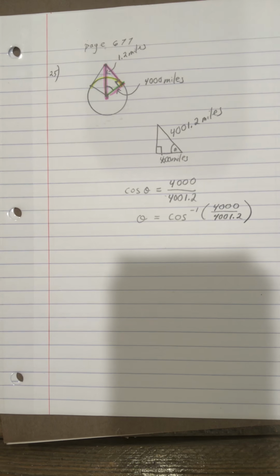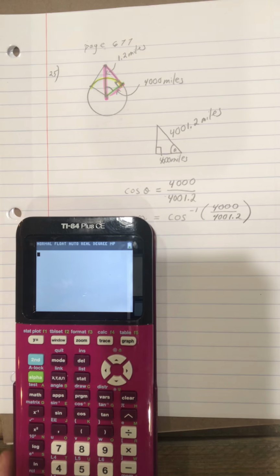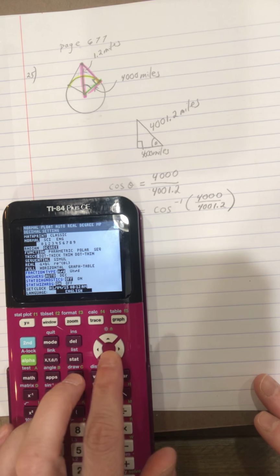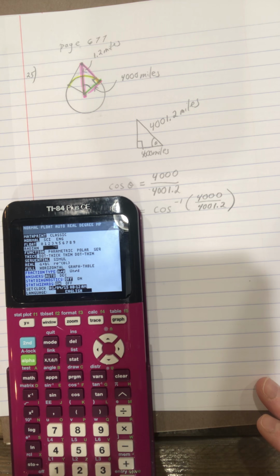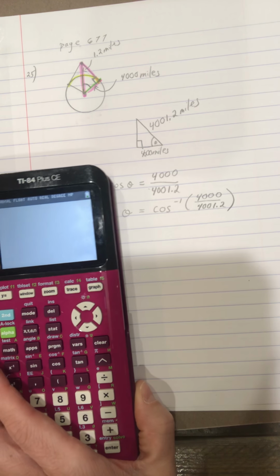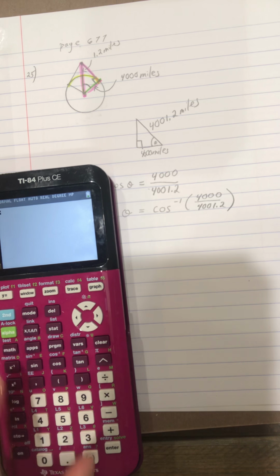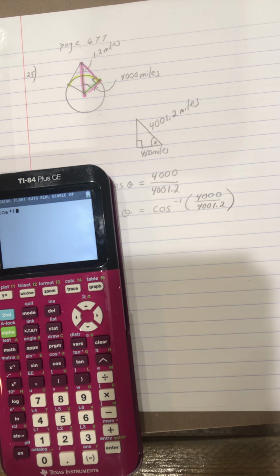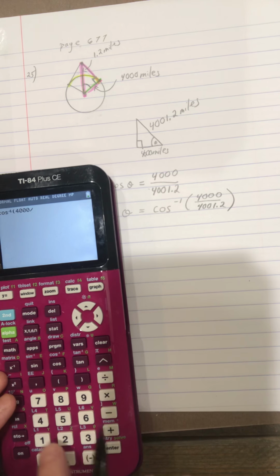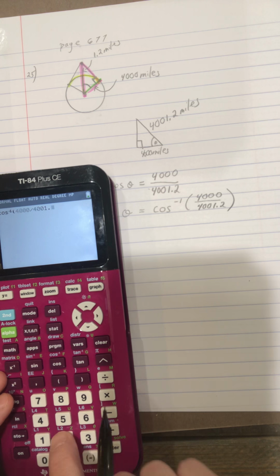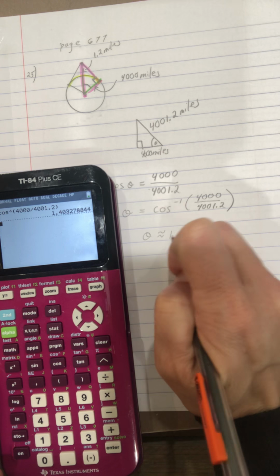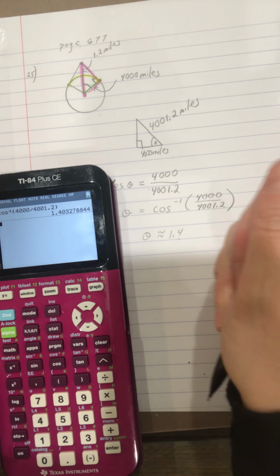I just ran and got my graphing calculator. I forgot it. So here's my graphing calculator. Go to mode and make sure that degree is highlighted. If it's not, go over to degree, press enter, and then quit out. Everything will be in degrees. If I want to find theta, I'm going to do second cosine, which gives me the inverse, and that helps me find my angle. I'm going to put 4,000 divided by 4,001.2, and I'm going to get that angle theta to be approximately 1.4 degrees.